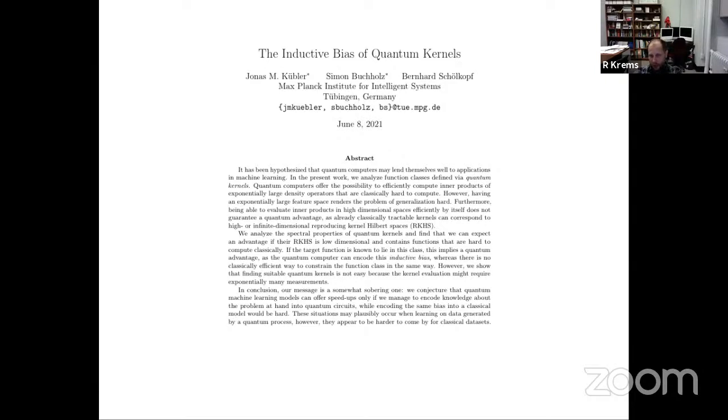Okay, so just because you're dealing with very complex and high dimensional spaces and very complex kernels doesn't mean that such kernels are going to be useful or are going to have quantum advantage. That's basically what this paragraph is saying. So we analyze the spectral properties of quantum kernels and find that we can expect an advantage if their RKHS is low dimensional and contains functions that are hard to compute classically.